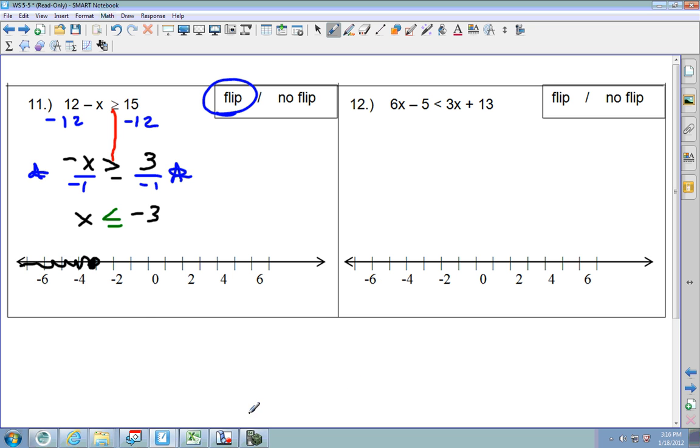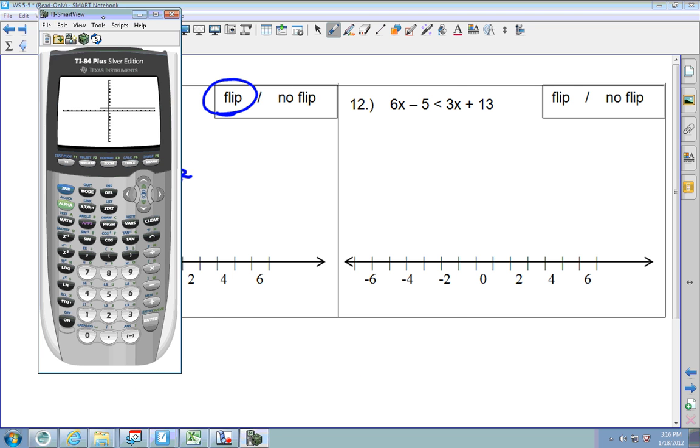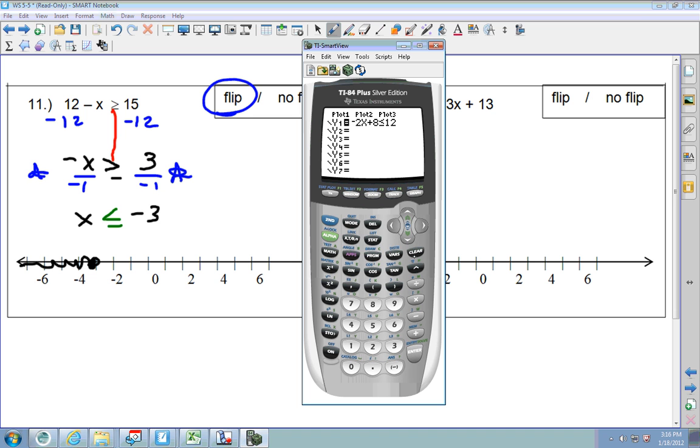Let's check that in the calculator. I'm going to go to y equals and put in there the original problem, 12 minus x. Now press second math. I want the greater than or equal to symbol, there it is right there. Greater than or equal to 15. And now I'm going to press graph. It shows me that I'm starting over here at negative 3 and I'm shading to the left.